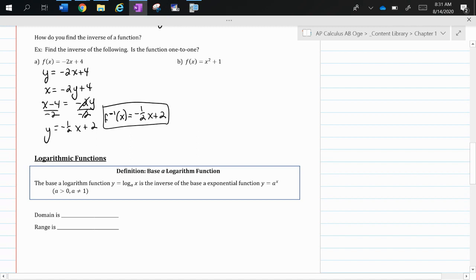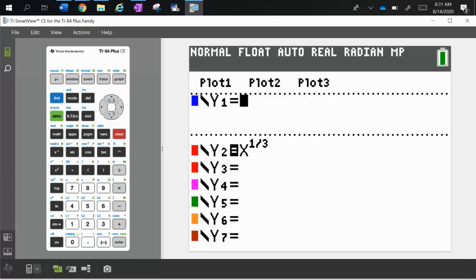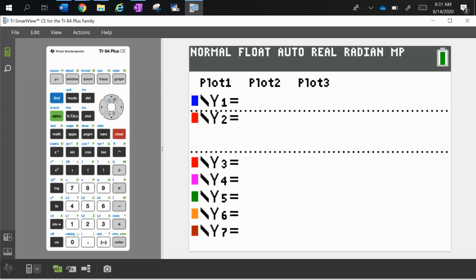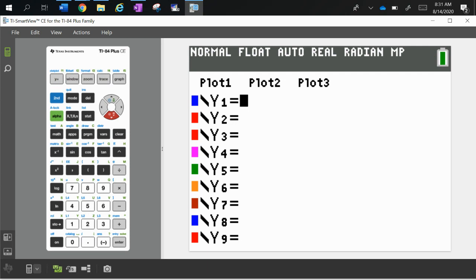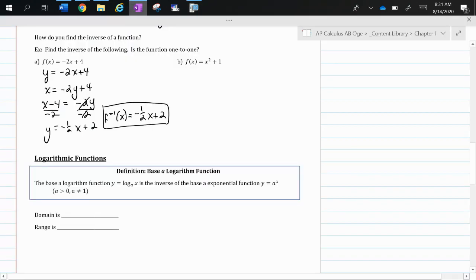And do you think that this function is 1-to-1? Well, let's see. Negative 2x plus 4. Let's look at our graph. Let's go ahead and clear this. I don't even need to look at this; I'm expected to know what that looks like. And let's do our horizontal line test. Do you believe that this function is a 1-to-1 function? You're probably saying, yes, it is 1-to-1. Okay, we're going to do one more.